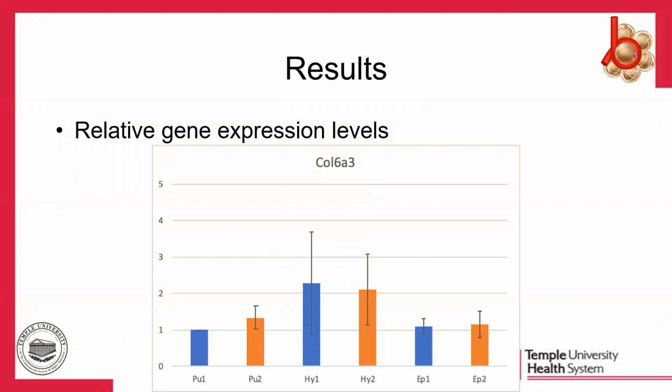After gene extraction and statistical analysis, one could note no statistically significant difference among collagen 6 alpha 3 expression among the deep and superficial depots of the periumbilical, hypogastric, and epigastric regions. And you can see our p-value is 0.79.